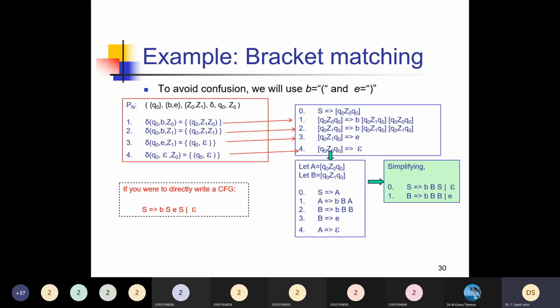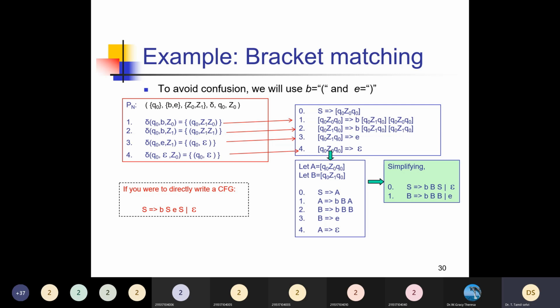We have two different operations for Q0, so you have to write two different rules here, and then we have one epsilon. For that, Q0 Z1 Q0 tends to epsilon, Q0 Z0 Q0 tends to epsilon here. Instead, the left hand side is replaced with some non-terminals. Now I'm using capital A for this one. That is, Q0 Z0 Q0 is replaced by capital A, and Q0 Z1 Q0 is replaced by capital B. We have only two options here, so I'm using capital A, capital B.